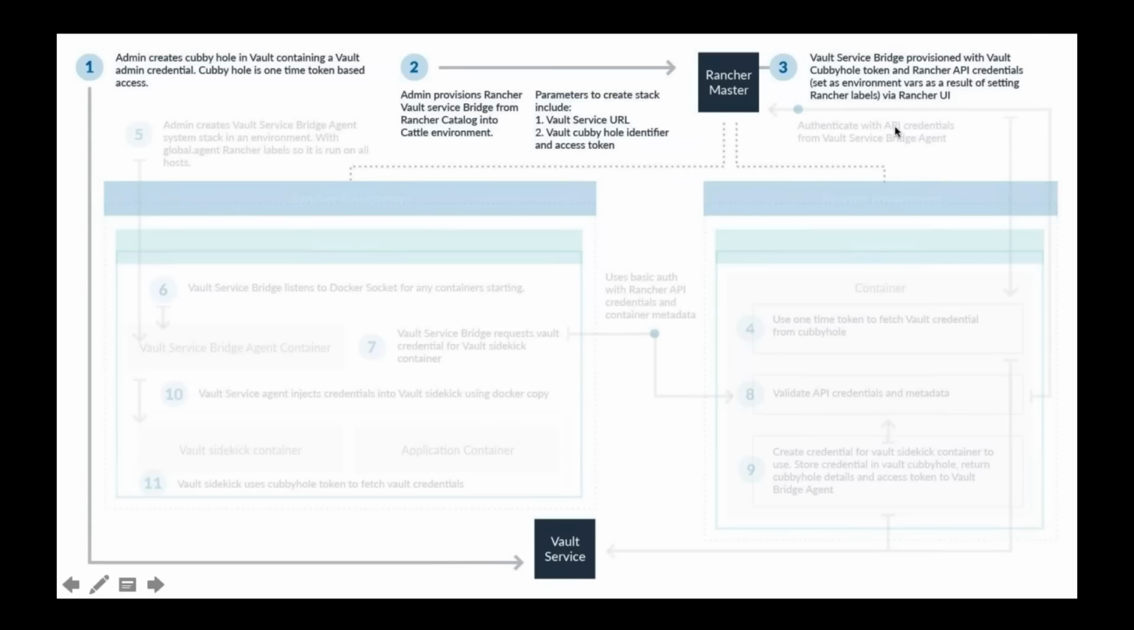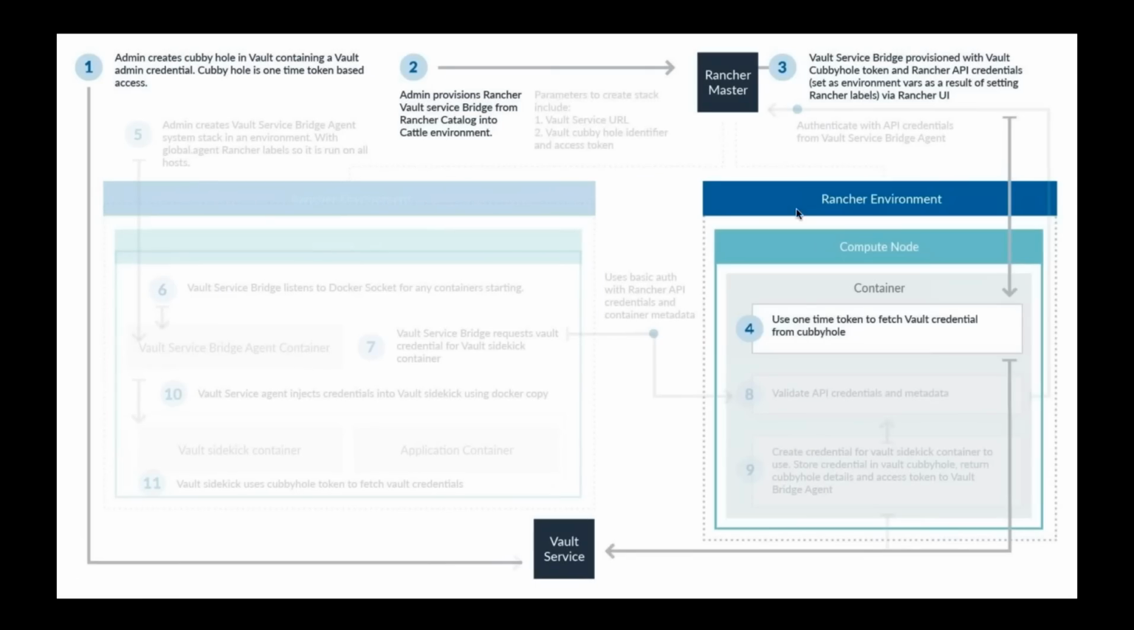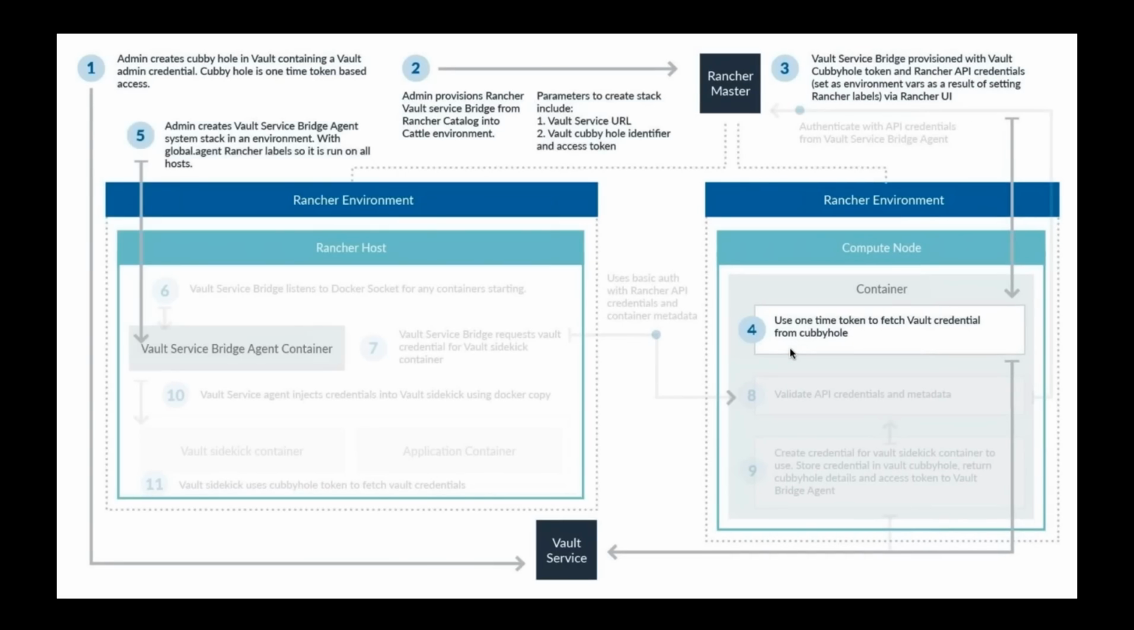Okay, so once they've deployed that with the credentials, they also get Rancher API credentials. This service, we're thinking that you would want to deploy one per environment. That way, if anything were to be compromised, the scope would be somewhat limited as far as the tokens they could get between different environments. The container would start up and use the one-time token to fetch a Vault credential from the cubbyhole, and that would bring the server up.